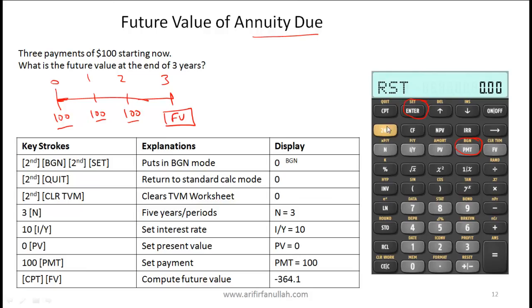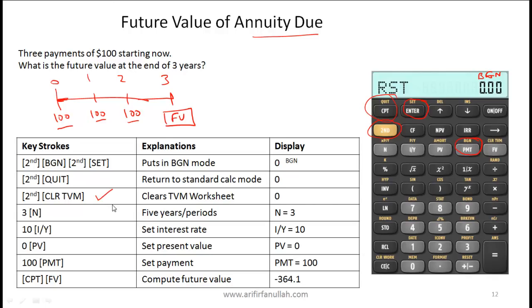Once you've put your calculator into begin mode, you will see a small BGN at the top right of your screen. And then to get into calculation mode, you do second quit. So now you can start calculating with the calculator in begin mode.